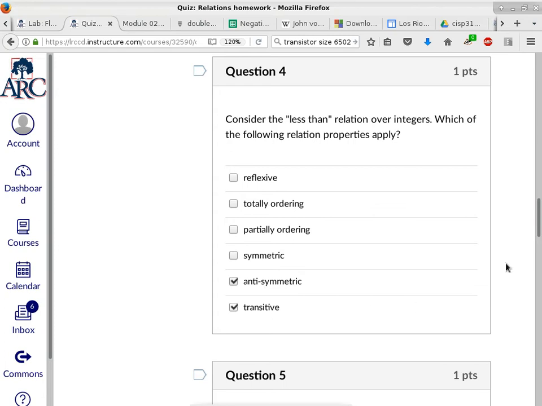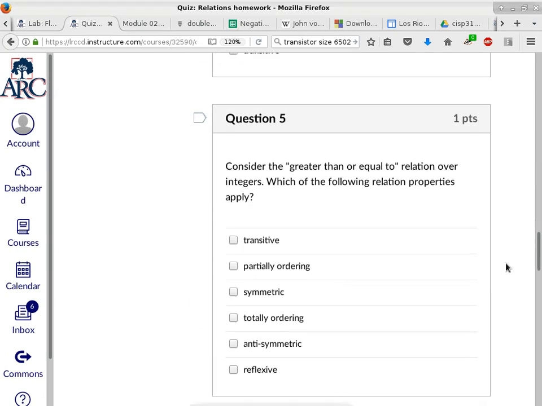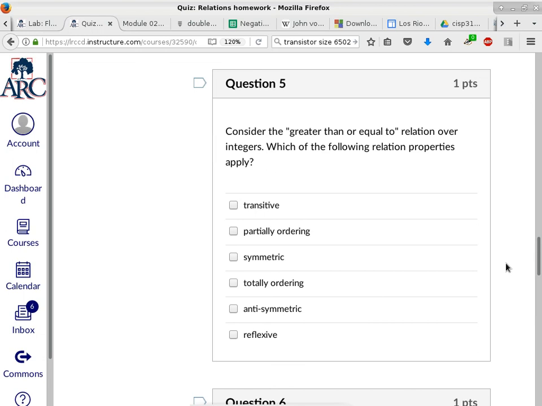Okay, moving on. Question number 5. Consider the greater than or equal to. So this time it is an equal to. Is it transitive? Yes. Is it symmetric? Yes. Wait, is it? No, it is not symmetric. It is reflexive. Yeah.